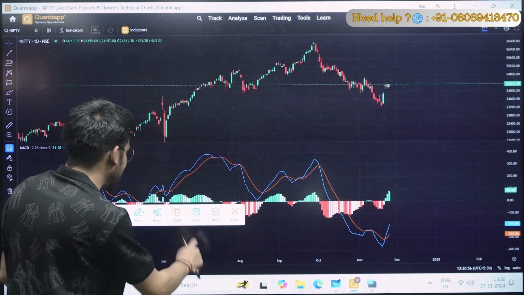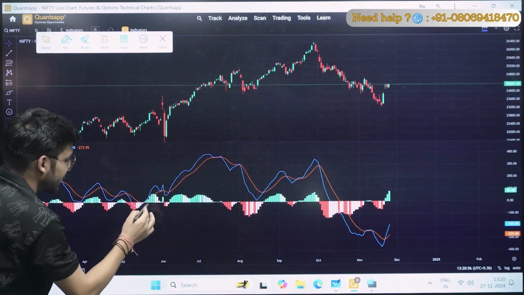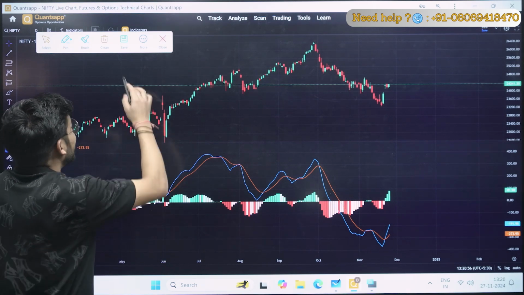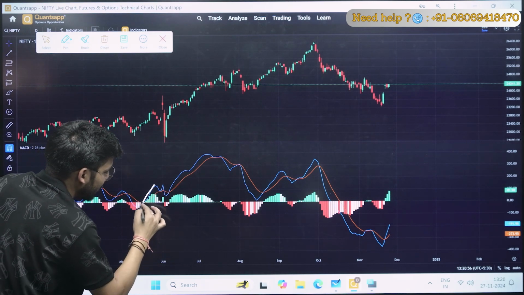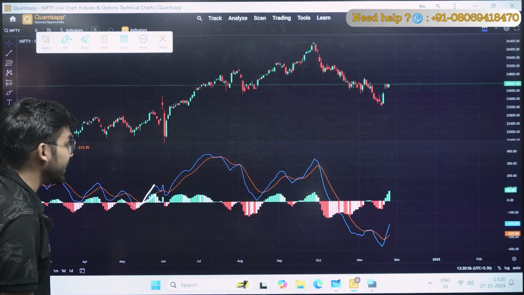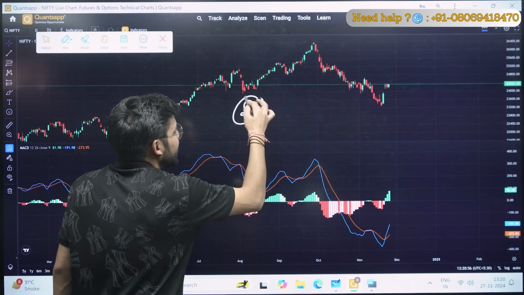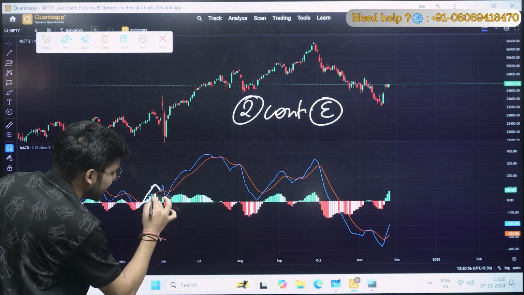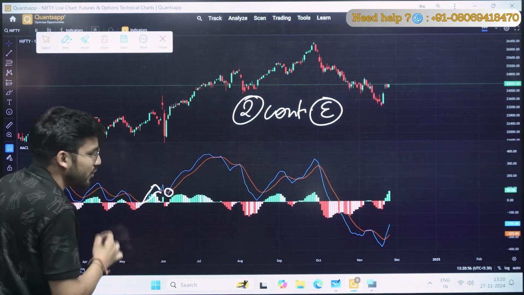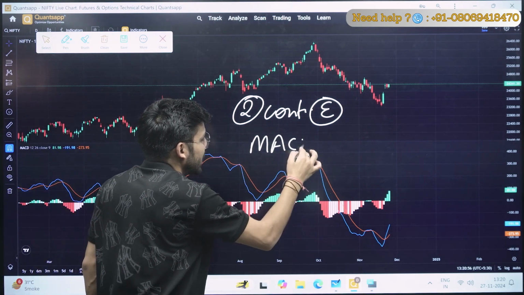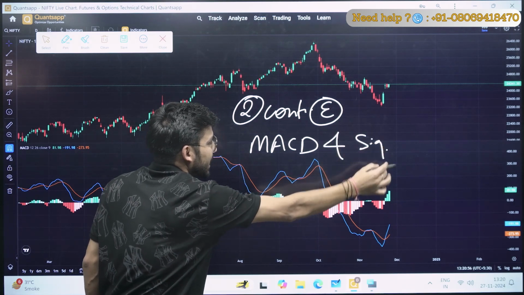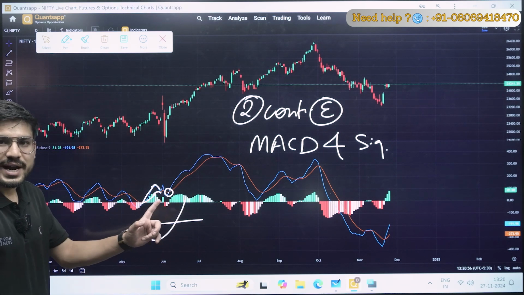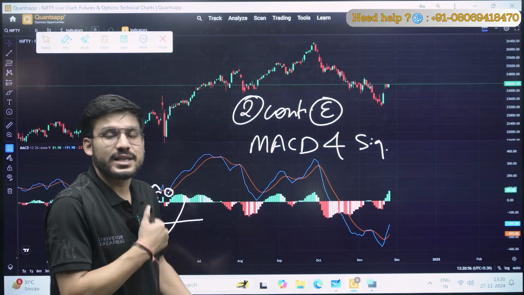So here I can see my market went downward, so both of these lines were below zero at this point of time. After that, they both moved above zero. Now I have to wait for my second step, the confirmation for the entry. I want both of these lines to come down, and then a crossover between MACD and signal line. You can see my MACD line is crossing above my signal line, so that is my entry point in the upward direction.